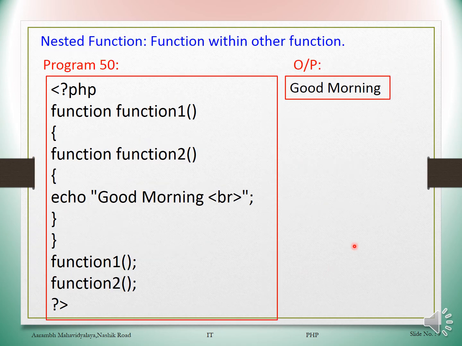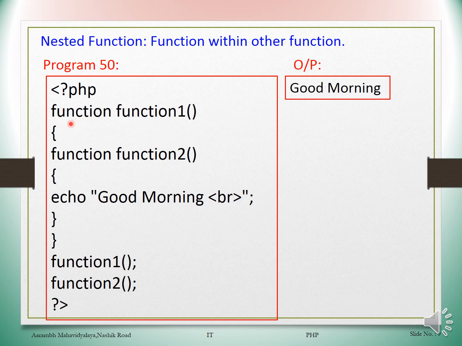Now one more program known as the nested function. Nested function means a function within another function. Here one function is declared, and under that we have declared another function. Also under this function we can again declare a third function, and under the third we can declare a fourth function. Such type of declaration is known as a nested function. That means one under another, under another, like that. This concept is known as the nested function.